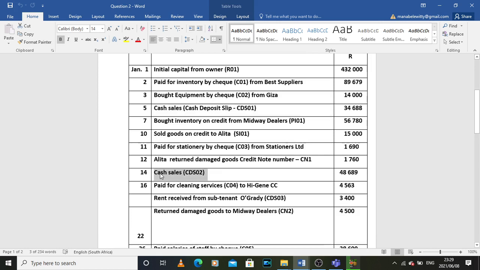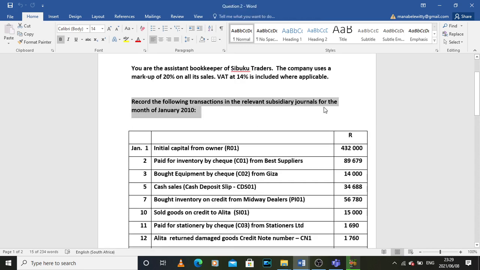We bought equipment by cheque. If you go down there, you will see something related. Purchase stationery is the same as paid stationery. It's the same as paid inventory by cheque. Paid cleaning materials or services. So some transactions we will be skipping, and then we'll be recording some. So let's get started. They say record the following transactions to the relevant subsidiary journal for the month January 2010.